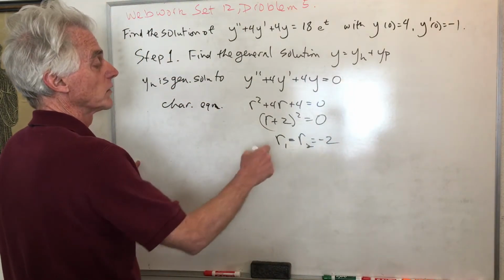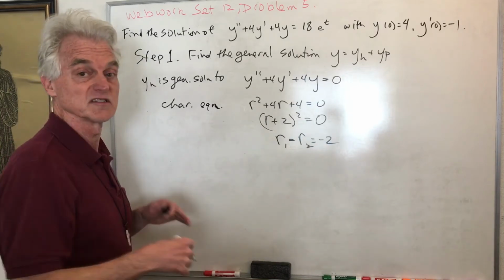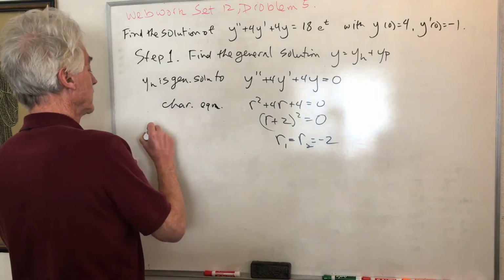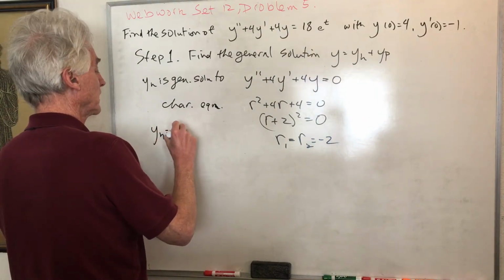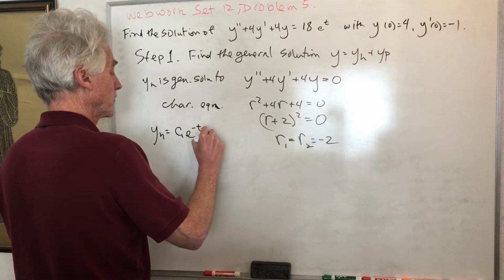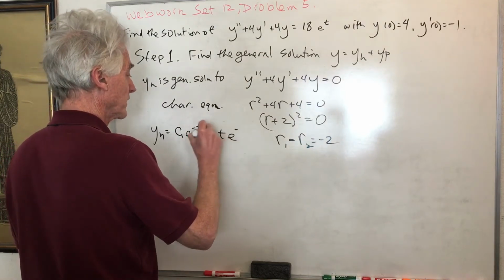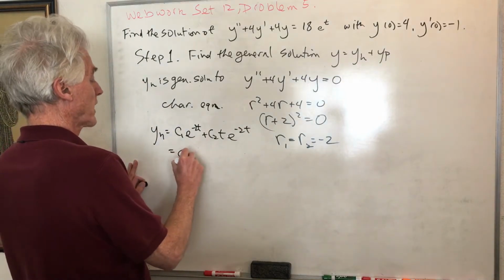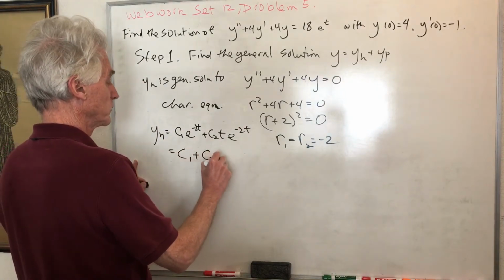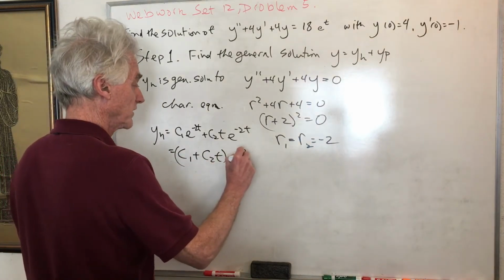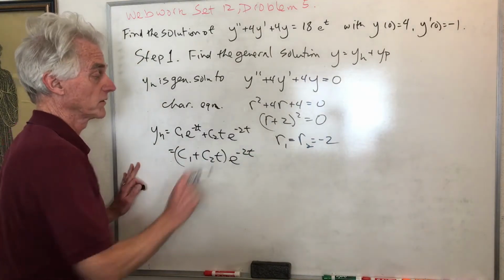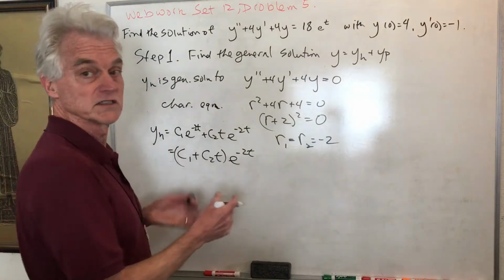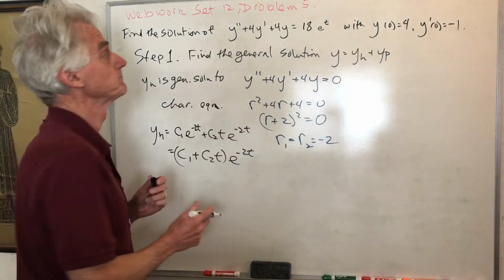All right, so the root of minus 2 gives me e to the minus 2t, and the second root gives me t e to the minus 2t. So yh is c1 e to the minus 2t plus c2 t e to the minus 2t. Or we can also write that as c1 plus c2t all times e to the minus 2t. So I can factor out the exponential term here. All right, so yh has two constants because it's second order.